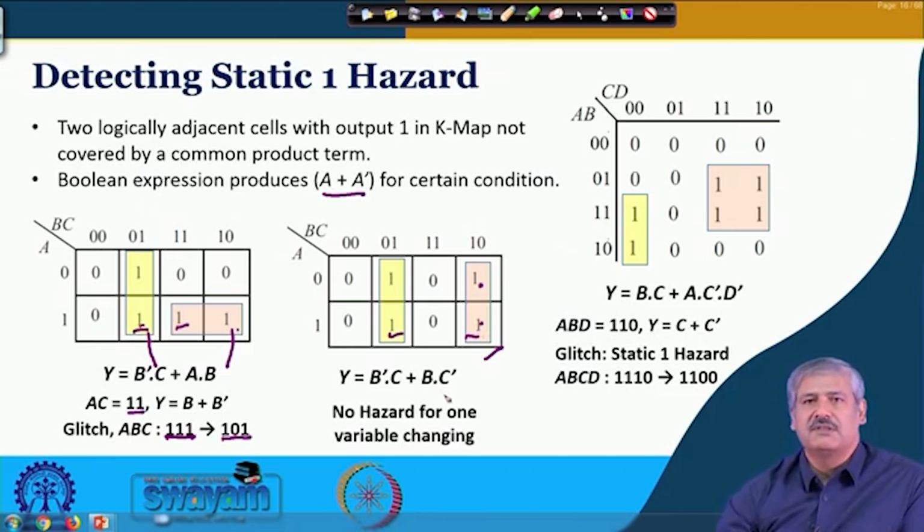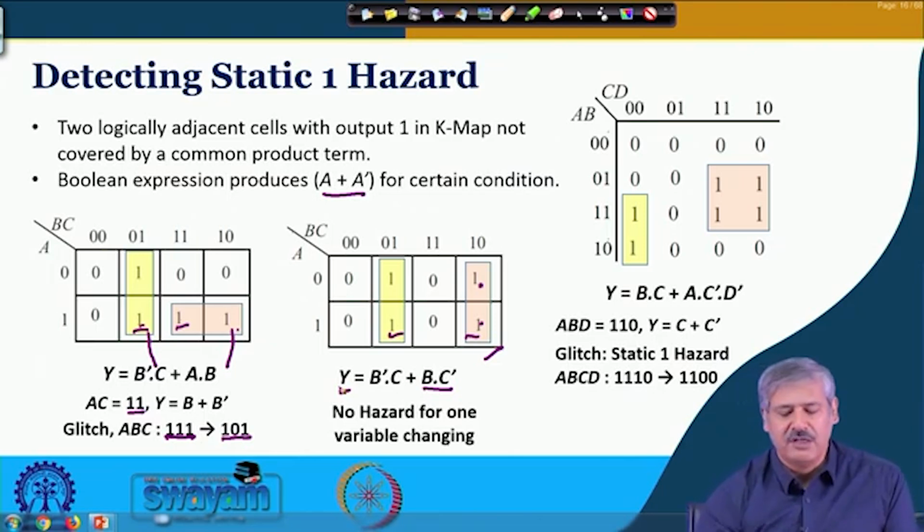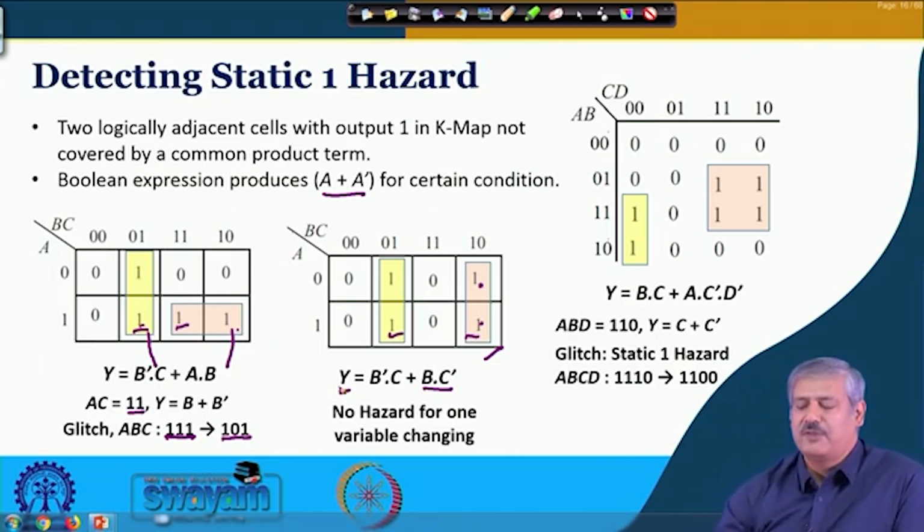So, this does not have any hazard, because in all these cases we are considering only one variable changing, right. And if you consider b equal to 0, then this term will not be there, it is only b prime c. So, if c changes with appropriate propagation delay, output will change accordingly. So, there is no such hazard. These were 3 variable examples, now we look at a 4 variable example.